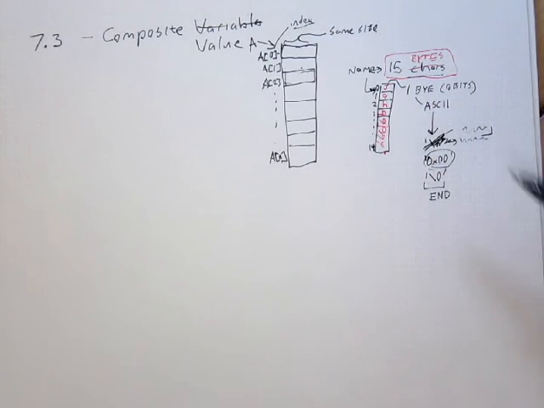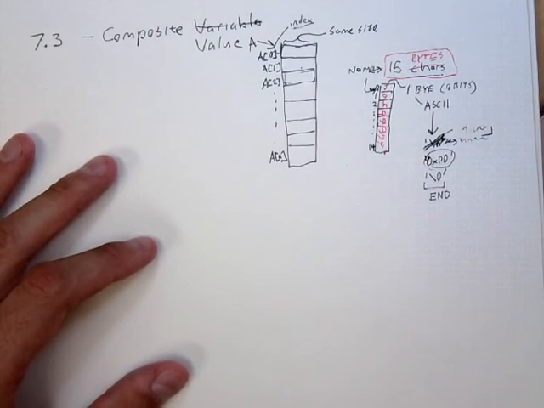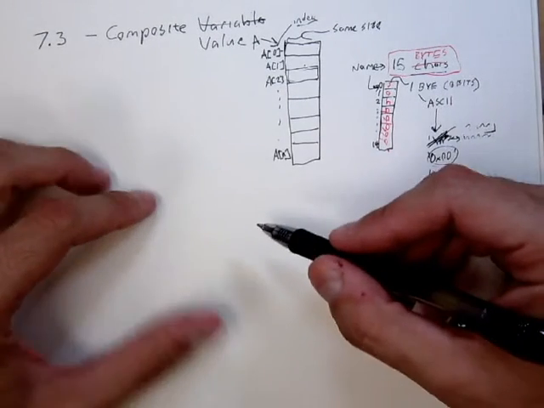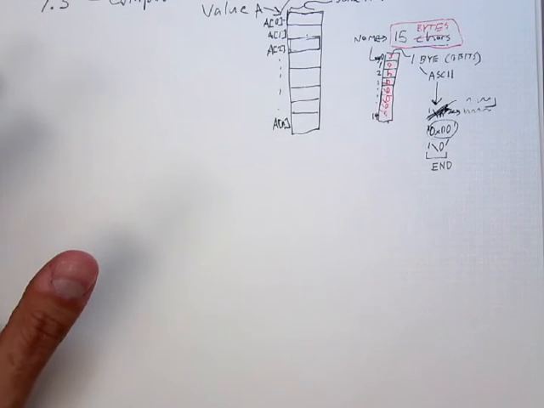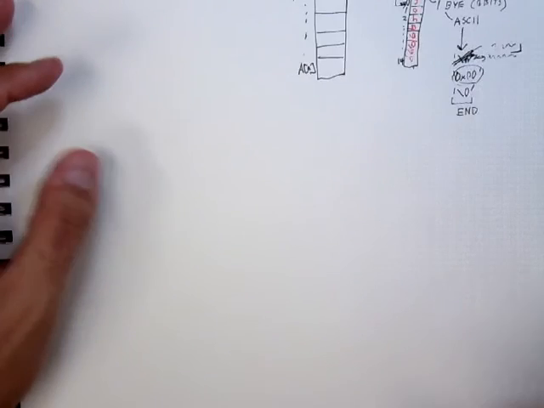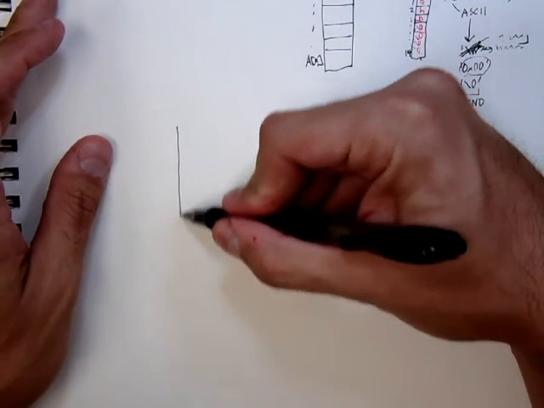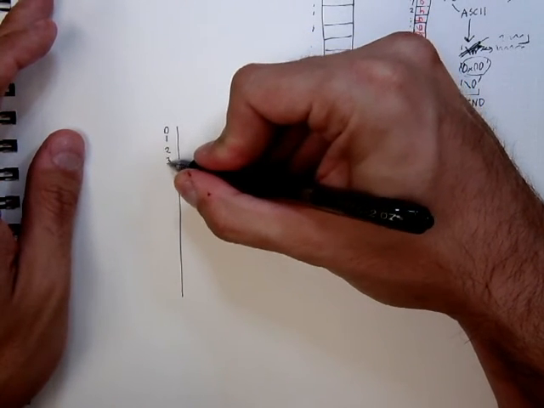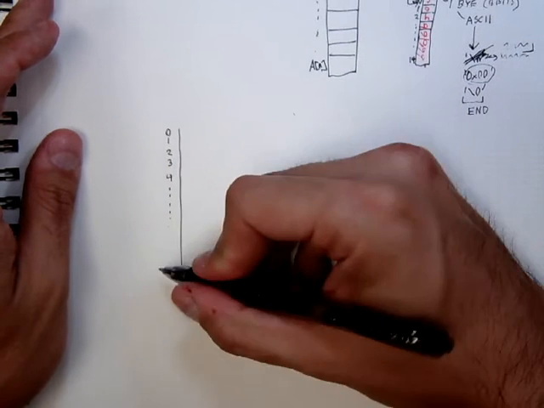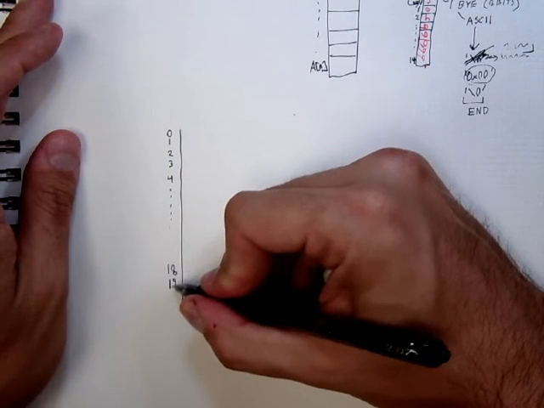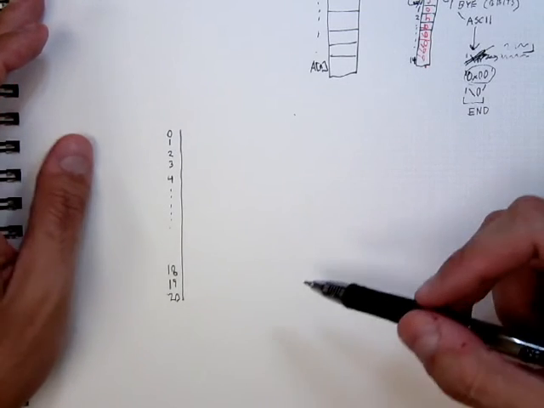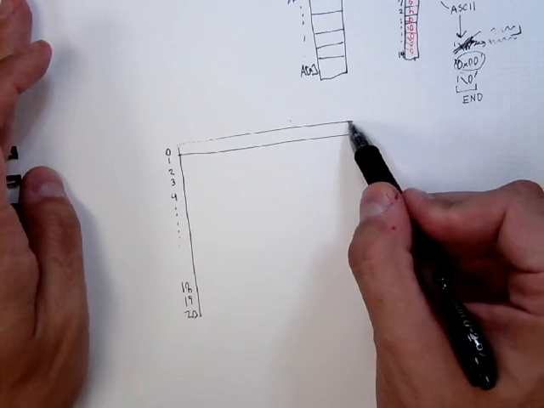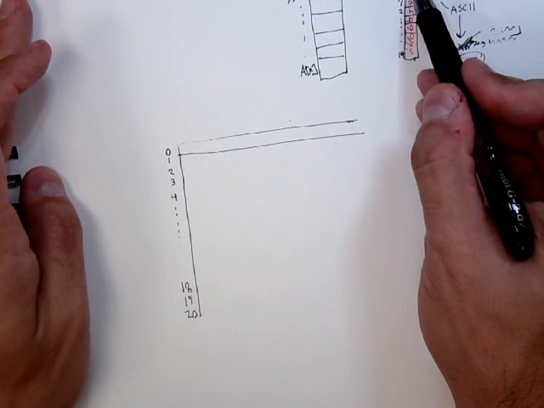So if I wanted to have an array of the names of people, then I would set it up like this. I would set up an array with, imagine that I wanted to have up to 20 people. And I'm just going to use ellipses so you can kind of fill in the difference. And each position in the array is going to be a 15 character string.